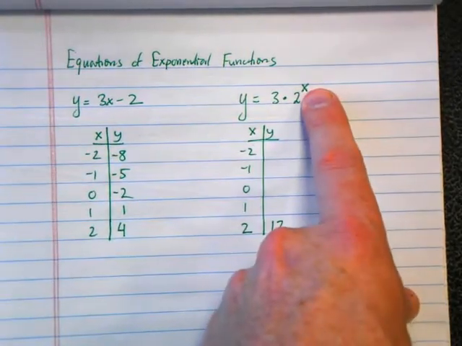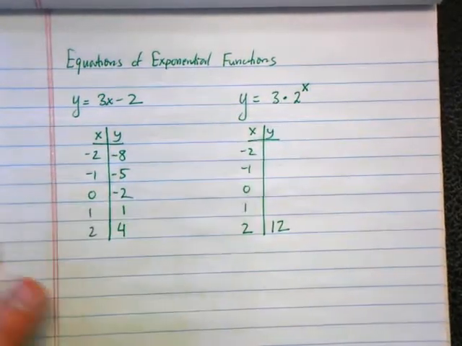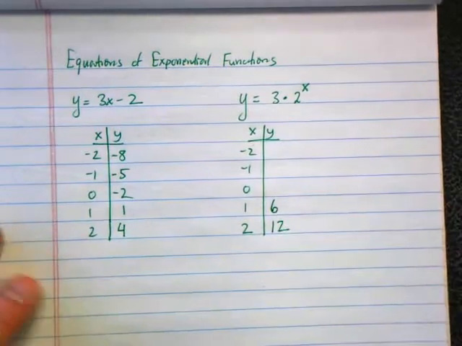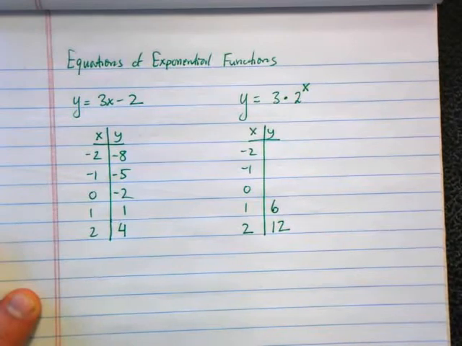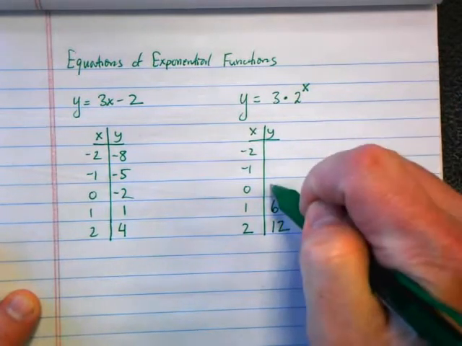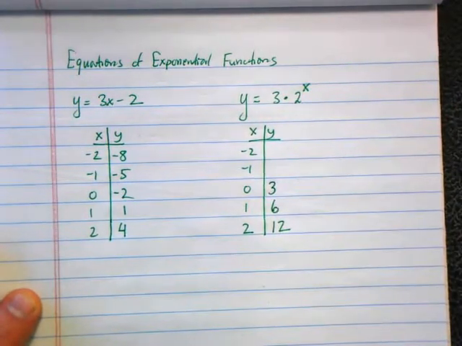I plug 1 in. 2 to the 1 is 2. 2 times 3 is 6. I plug 0 in. 2 to the 0 is 1. 1 times 3 is 3.